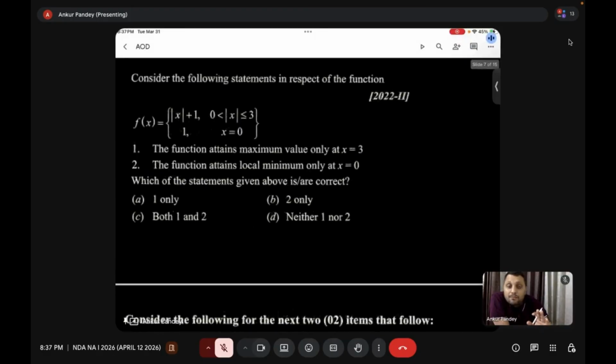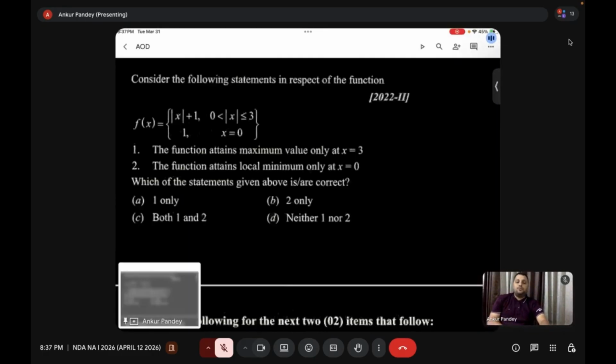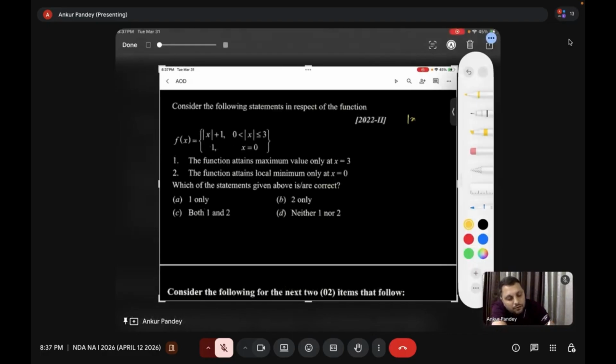Now, understand mod. Very, very important. So, some notes. For mod x, the minimum value is at x equal to 0, and there is no maximum value. Clear? The definition of mod x is x for x greater than or equal to 0 and minus x for x less than 0. Okay?